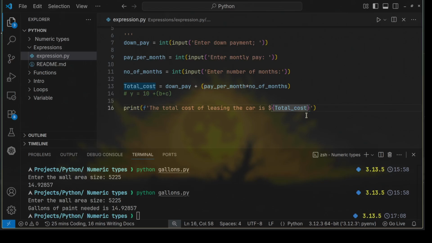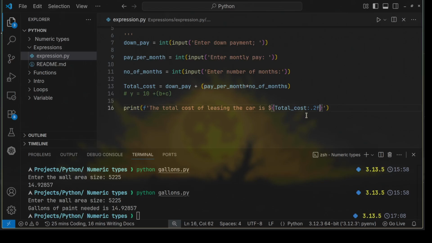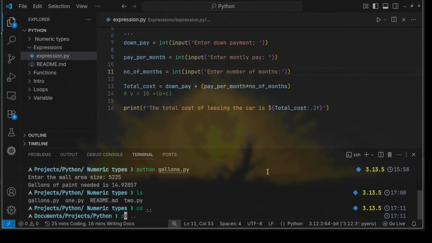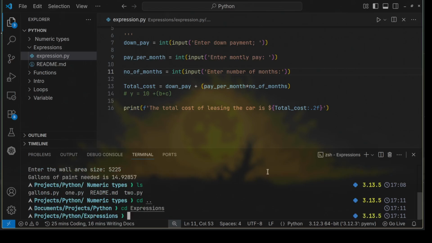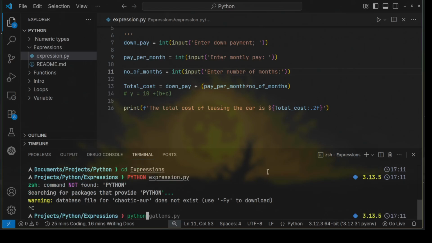Now we're going to have it to two floating point places. We're going to use the colon. I hope we're now sure of how to output that. Then we say .2f. We can use 3, 4, whichever we like, but right now let's use 2. Let's go back, then we go to expressions, and we say Python.